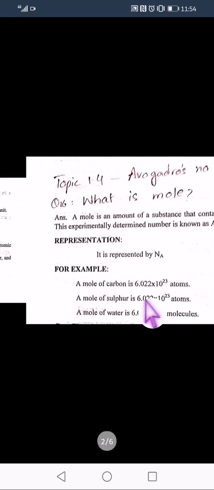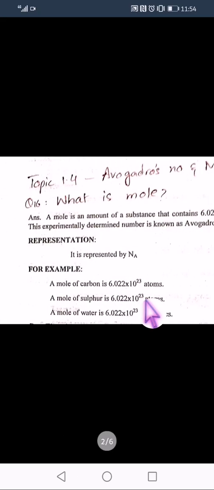Avogadro's number and mole. Before starting this topic, I have some questions I want to ask you all. If you go to the grocery mart and you buy eggs, what do you say to the shopkeeper? Any answer that comes to your mind? Obviously it would be, please give me a dozen eggs. If you go to a vegetable shop, you will say, please give me a dozen oranges. Fine. If you go to a shoe shop, you will say, I want to buy a pair of shoes. These are the correct quantities and the correct units to use for these terms.